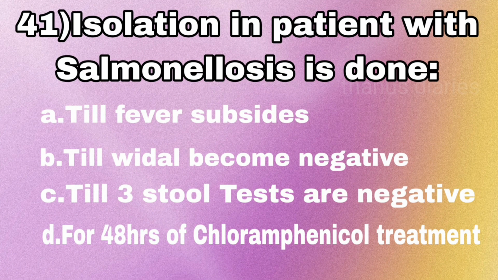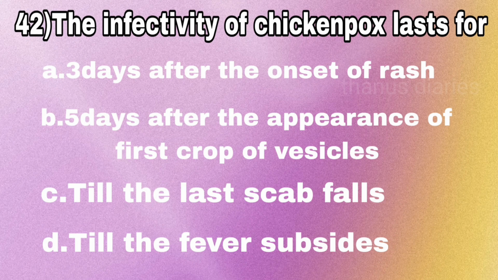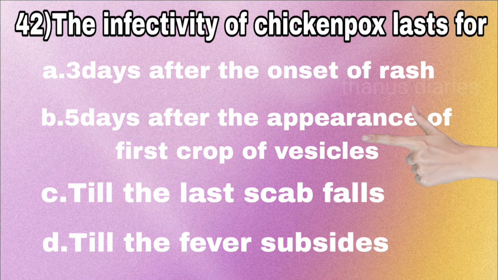Next question. Isolation in patient with salmonellosis is done till fever subsides, till Vidal becomes negative, till 3 stool tests are negative, for 48 hours of chloramphenicol treatment. And the answer is till 3 stool tests are negative. Next question. The infectivity of chickenpox lasts for 3 days after the onset of rash, 5 days after the appearance of first crop of vesicles, till the last scab falls, till the fever subsides. It's 5 days after the appearance of first crop of vesicles.